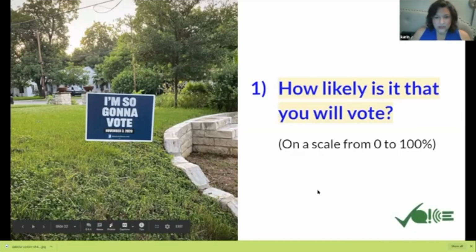Now, these 2 questions are pretty simple. The first question is, how likely is it that you will vote? And you try to get them to answer that question on a scale. So you don't want them to just say, oh, it's really likely or not very likely. Pin them down a little bit with a number. And I like to use a scale from 0 to 100%, with 0 being absolutely not, nothing could get you to vote, and 100% being absolutely going to vote. The only thing that could stop me is if I dropped out between now and the election.